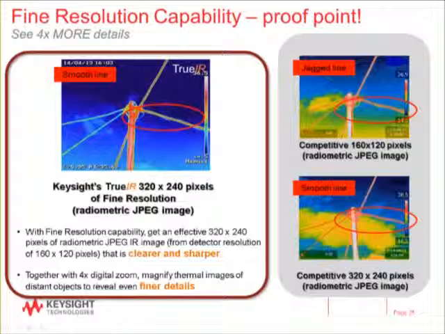Comparing the TrueIR image on the left to the competitor's similarly priced 160 by 120 pixel resolution radiometric JPEG, which is on the top right corner, you can see the very jagged lines in the IR image on the top right. Now compare the image on the lower right with Keysight's TrueIR image on the left. The image on the lower right is from a competitor's model with 320 by 240 pixel resolution and at a much higher price point. So you can see that the lower cost TrueIR image compares very favorably to the higher cost 320 by 240 image. So this slide proves that fine resolution really enhances and sharpens the thermal images and is comparable to the thermal images generated from a higher resolution and higher cost IR thermal camera.